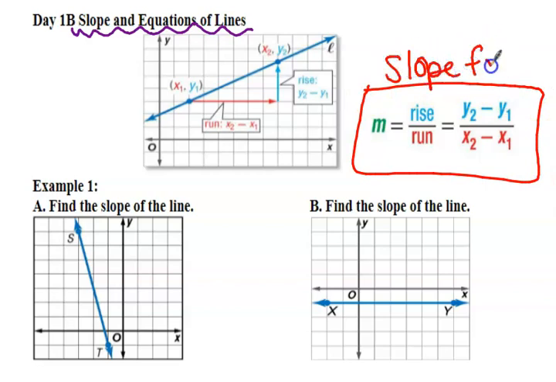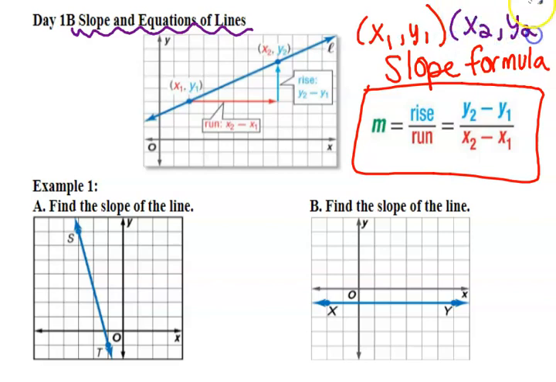So if you're asked to find the slope and you are given 2 points, so x1, y1, and x2, y2, this is how you find it. The y's are on the top and the x's are on the bottom. You also can find it by doing rise over run on the actual graph. So I have a point down here, I have a point up here. I'm going to rise until I get to that line, and then I'm going to run to that line.